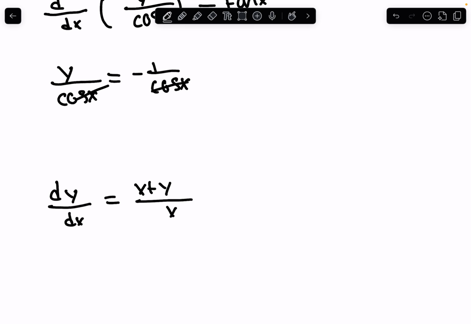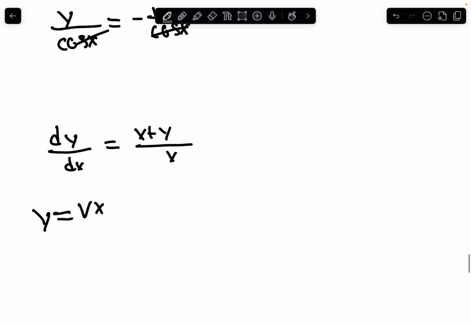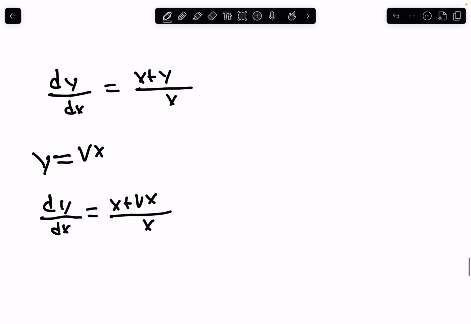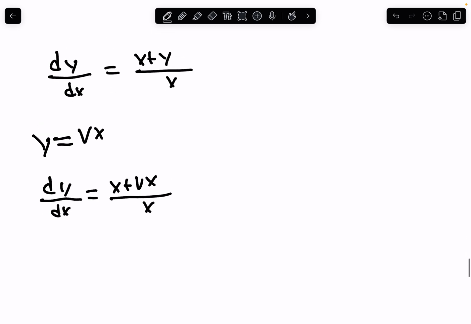Actually, in the exams you'll be told to use the following substitution, which is the substitution of the homogeneous differential equation. It states: let y equal some function v times x. So it becomes dy by dx equals x plus vx over x. But now you face a problem where you have dy by dx and you have v and x. So what can you do?